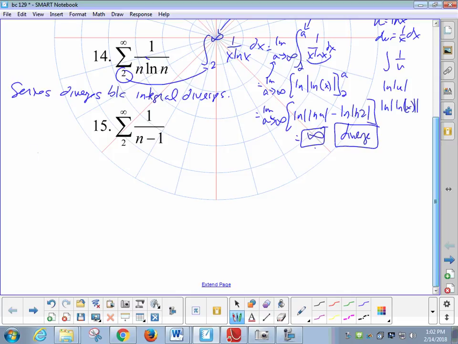What did you compare it to, if you did? 1 over n, okay, which obviously you want to compare it to something you know the convergence or divergence of. We all know that diverges. In this case, we have to hope it's the half of the cases that work and is conclusive.